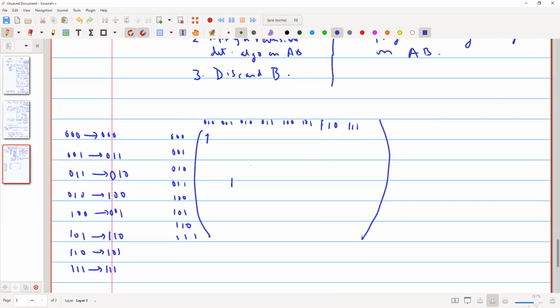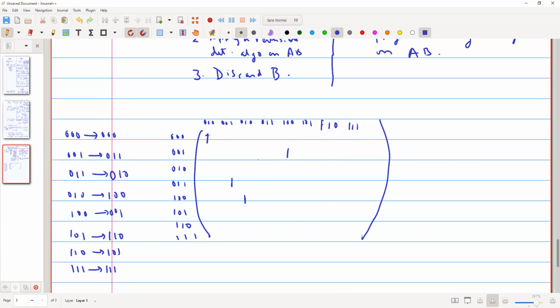Then 0, 1, 0 goes to 1, 0, 0. So I'll put a 1 here. And then 1, 0, 0 goes to 0, 0, 1. So I put a 1 in this position in the second row. Okay. Then, oh, I forgot.